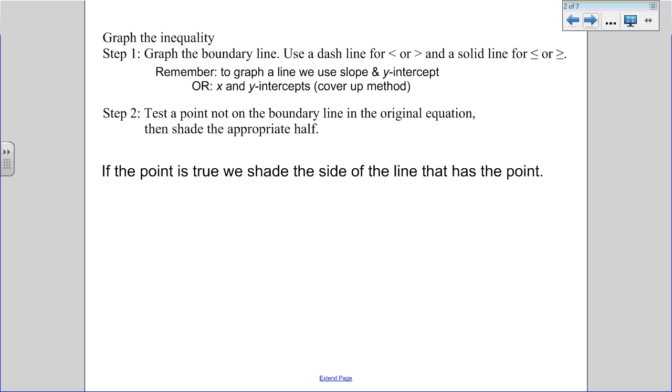To graph inequalities, you're going to graph the boundary lines. So remember to graph a line using slope and y-intercept. We haven't done stuff with x and y-intercepts in a while, guys. So we're going to stick with y equals mx plus b for tonight. You're going to use a dash line when it's just less than or greater than. Think about those open and closed circles, okay? If it would be an open circle, then we would keep it as an open line, something with a dash. If it's going to be a closed circle with the equals to, we use the solid line, all right?